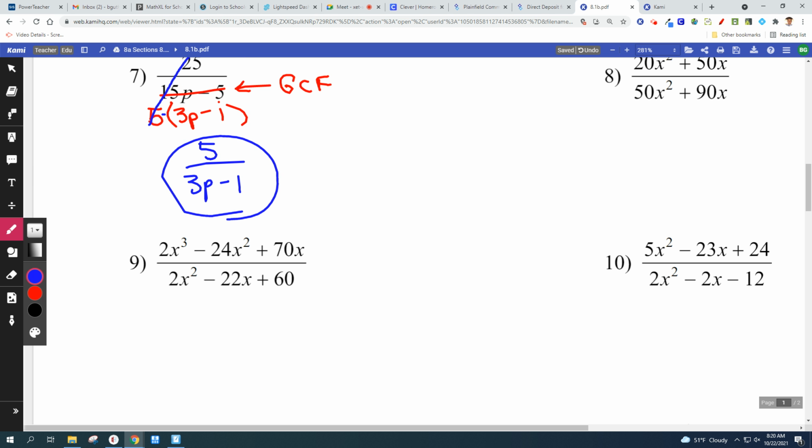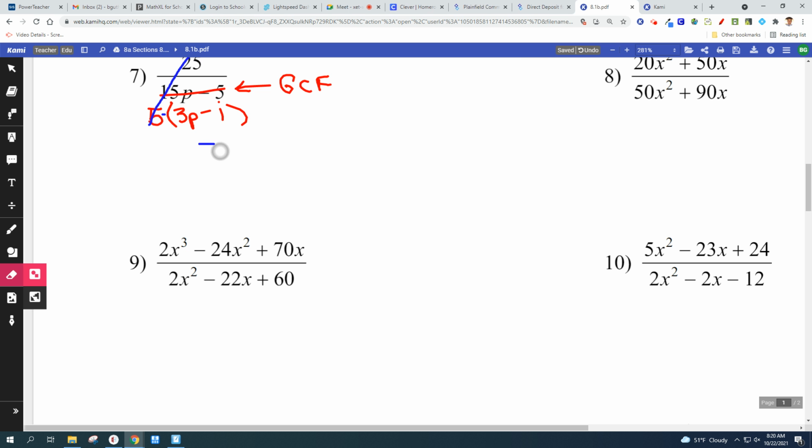I wish I had written that smaller. I'm going to try that again. I'm going to use my space better because I'm going to need it for this next problem. This was 5 over 3p minus 1.